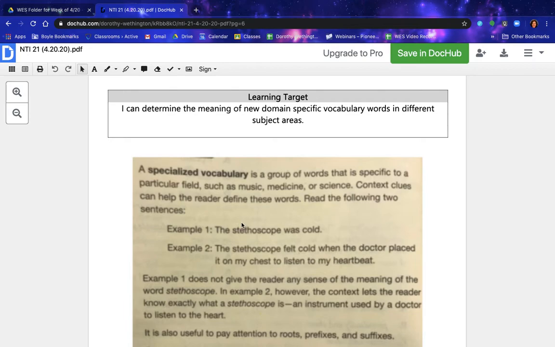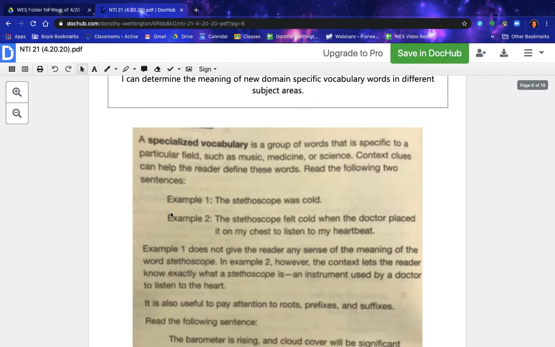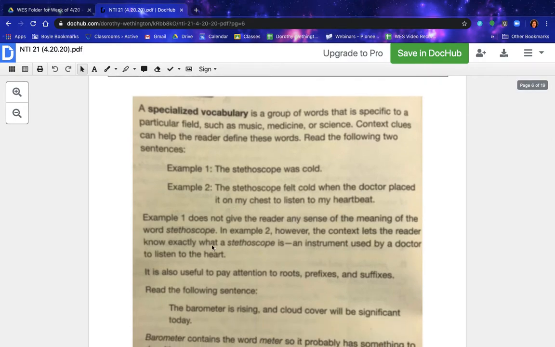Read the following 2 sentences. Example 1. The stethoscope was cold. Example 2. The stethoscope felt cold when the doctor placed it on my chest to listen to my heartbeat. Example 1 does not give the reader any sense of the meaning of the word stethoscope. In example 2, however, the context lets the reader know exactly what a stethoscope is, an instrument used by a doctor to listen to the heart.